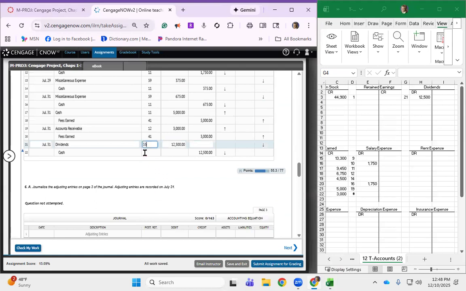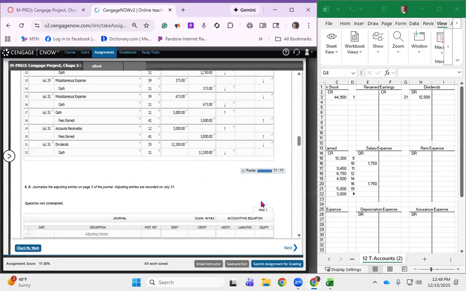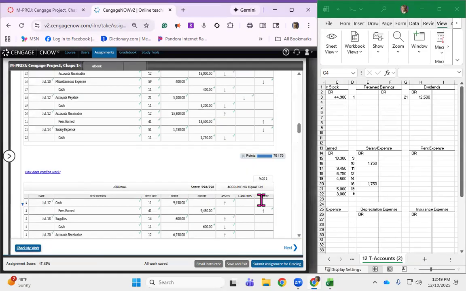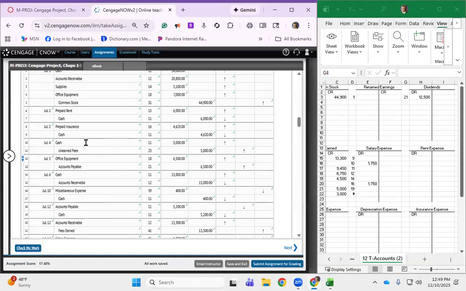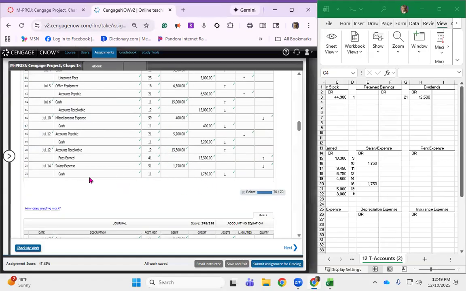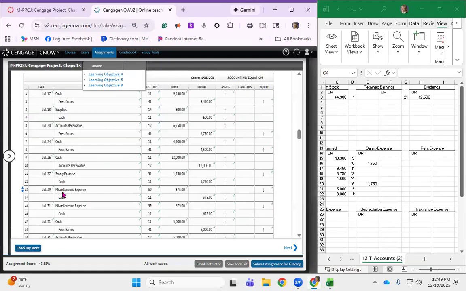33 and cash is 11. Okay, I'm going to hit check my work. And we're going to start looking for anything that's red. I don't think you'll get your green check marks until you have something filled in for every place. Okay, I think that's how it works.